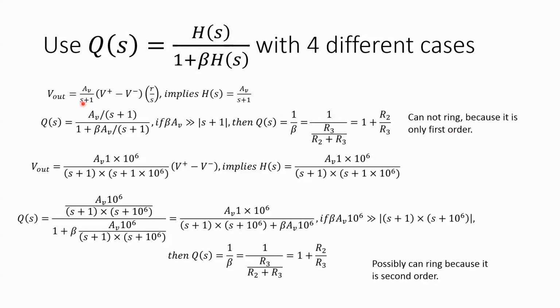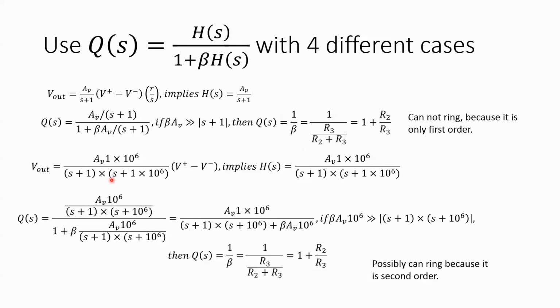All right, now we'll use our low pass filter model. So we substitute H(S) for that. I'm leaving out some algebraic steps, and so now this beta AV term has to be much greater than S plus 1, or the magnitude of it. When that happens, Q(S) is 1 over beta, we get our thing. Still can't ring because it's still first order.